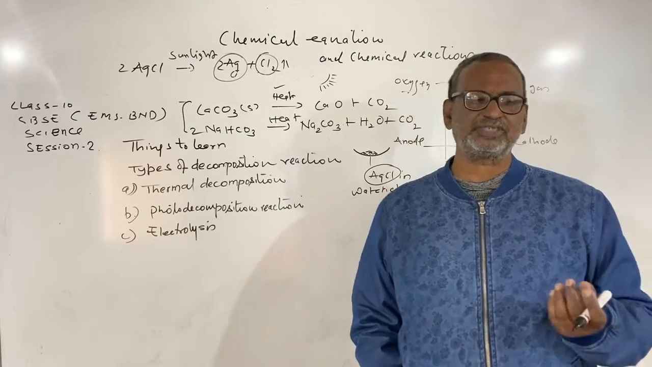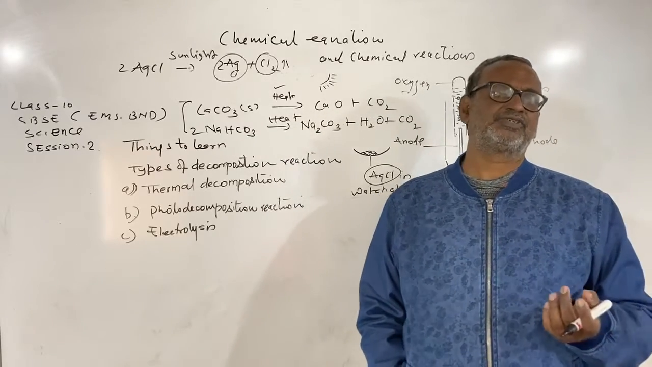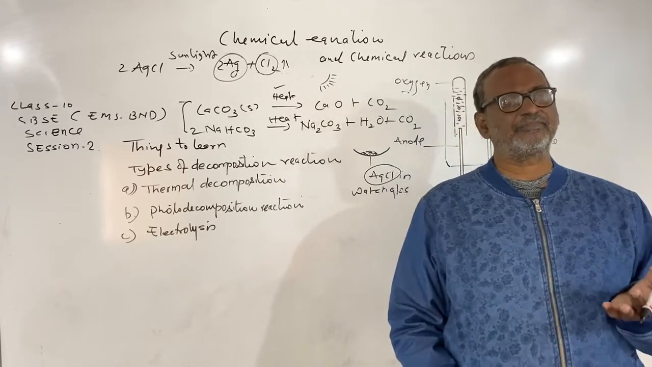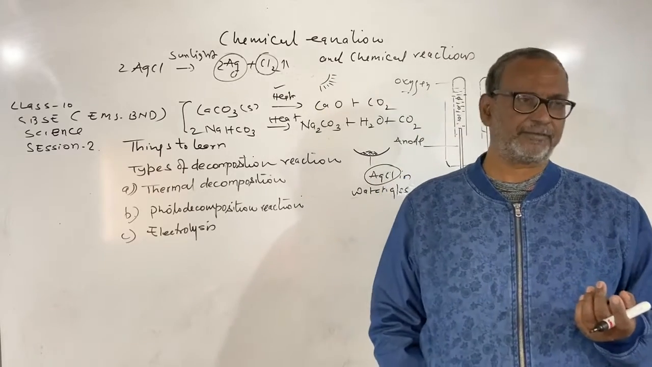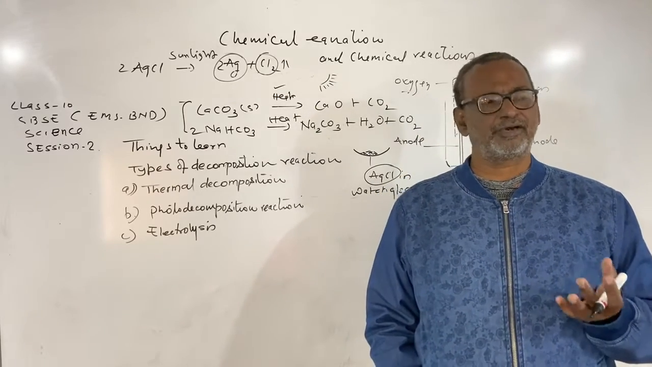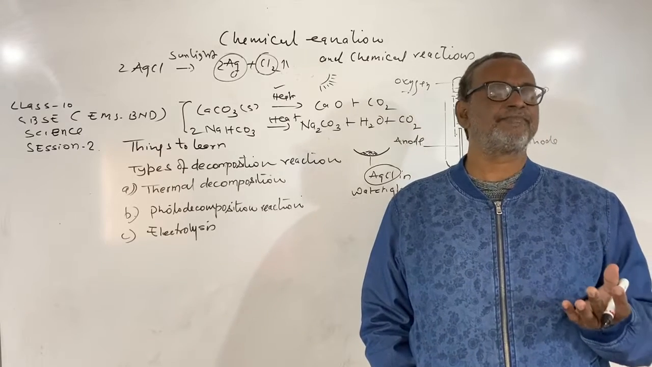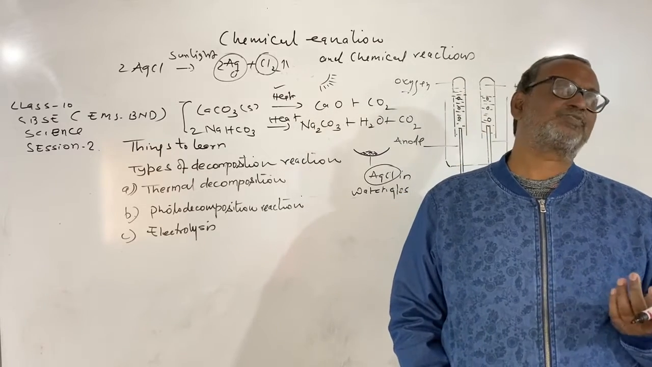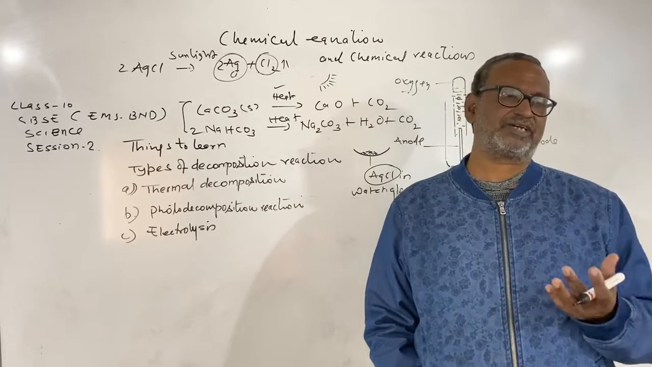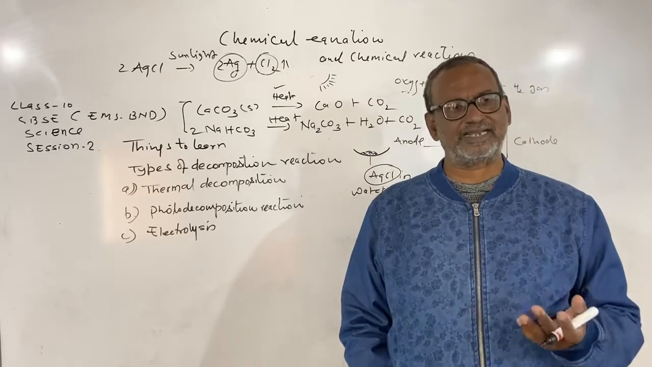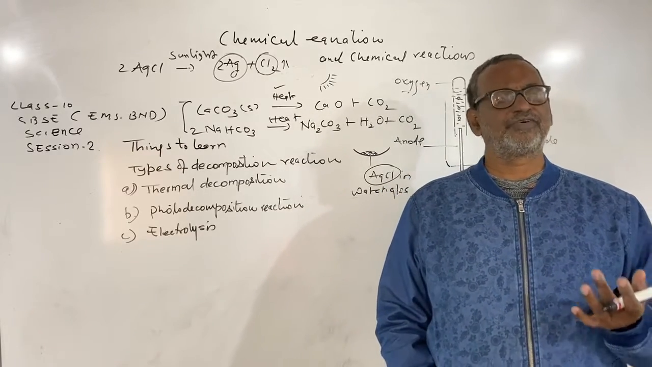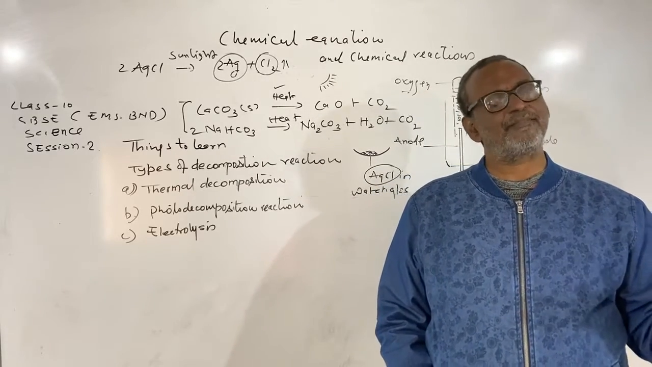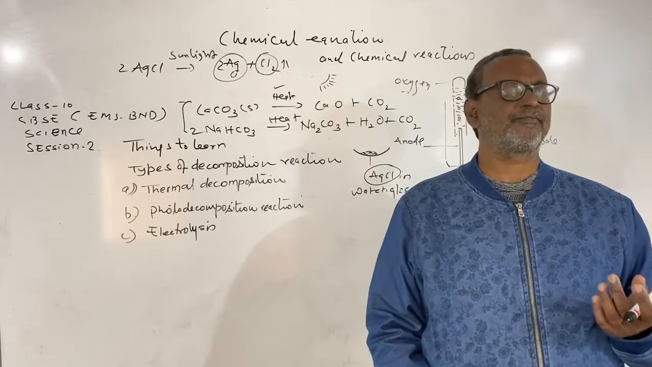And decomposition of silver halides is used in the black and white photography. The photofilm that is used in black and white photography contain celluloid coated with gelatin and silver halide. When the picture is taken, the reflected light from the object which is to be photographed enters into the camera and strikes the photofilm.